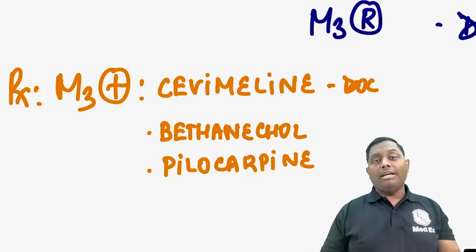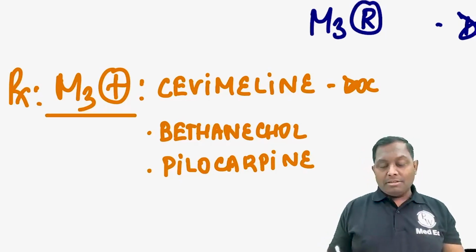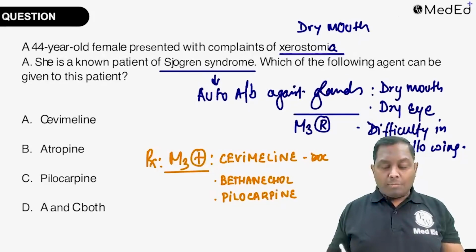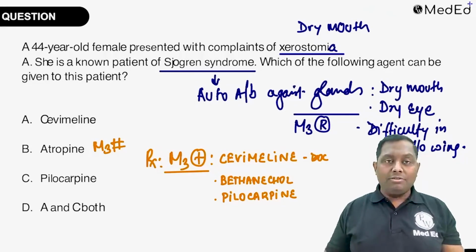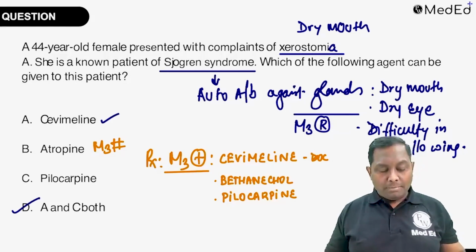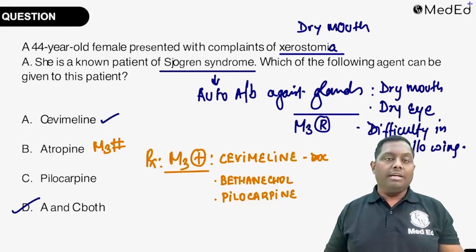Pilocarpine is mainly utilized in angle closure glaucoma. But is it an M3 agonist? Yes. Can we use it in xerostomia? Yes. So we can use all of these. But atropine is an antagonist of the M3 receptor. We cannot use an antagonist, we need to use an agonist. So cevimeline and pilocarpine both can be utilized. So the correct answer for this question is going to be A and C both.